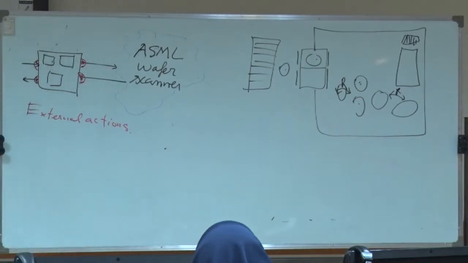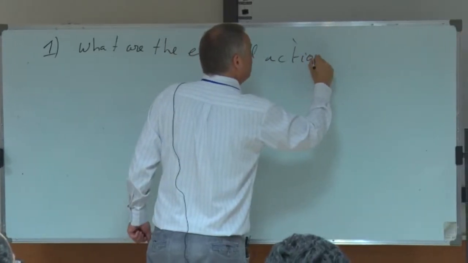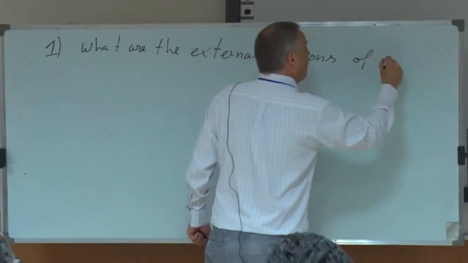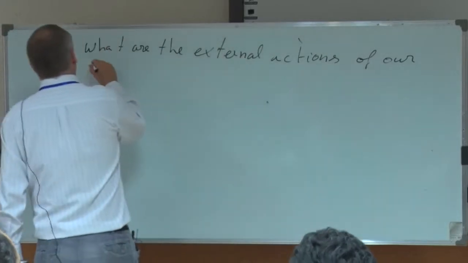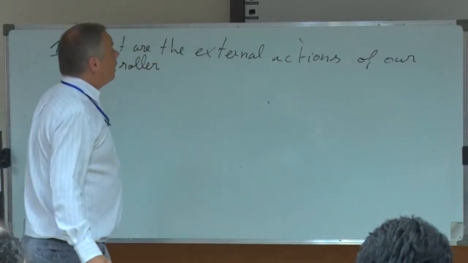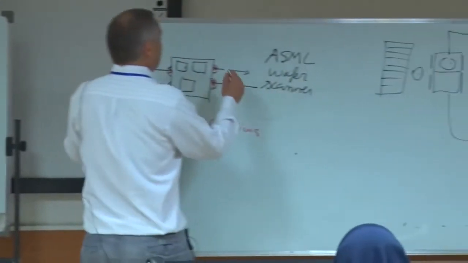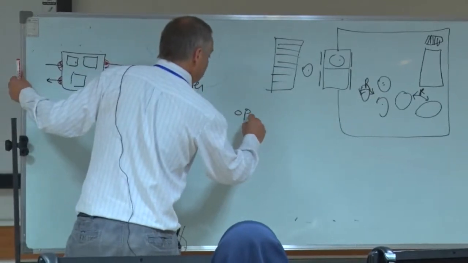And the first thing that we should do is sit down and simply think about what are the external actions of our controller. And we typically can write them down as well, for instance, there could be this action open.